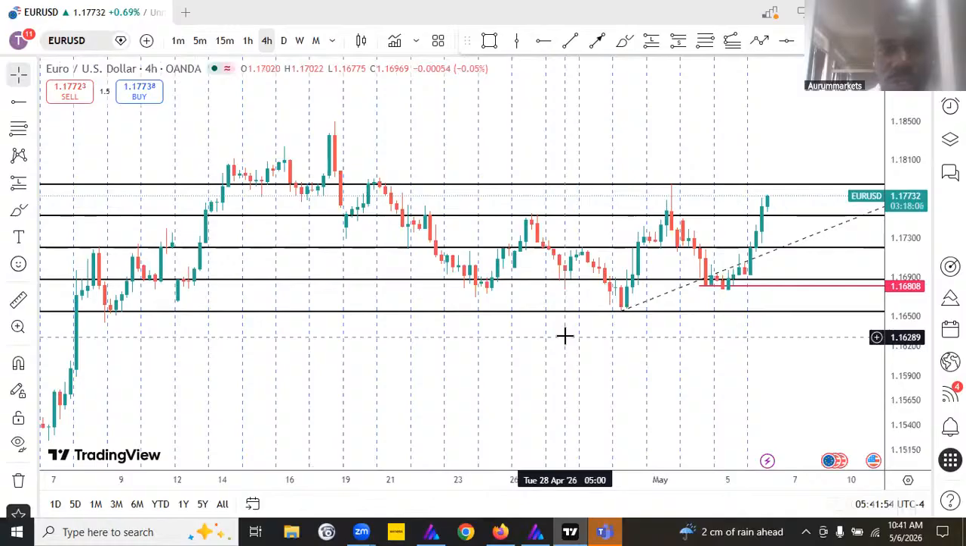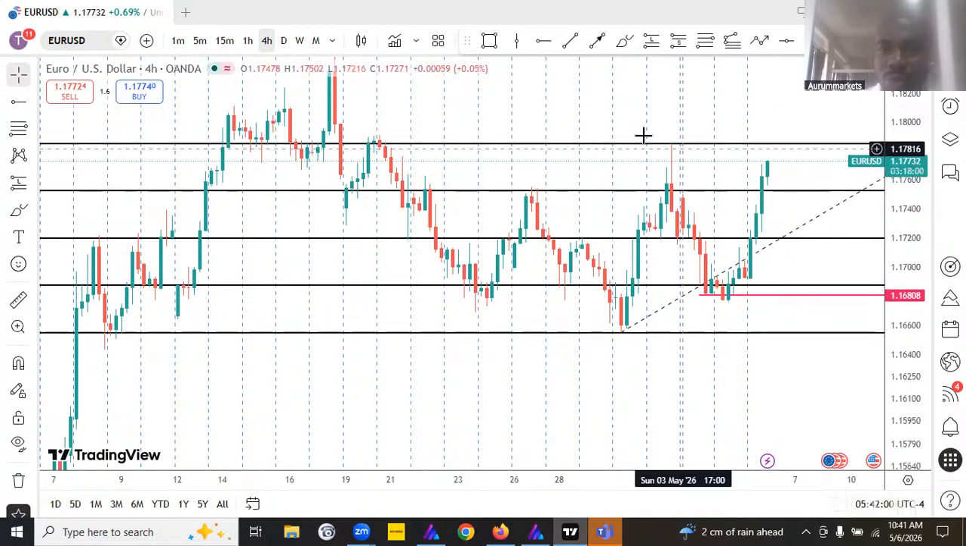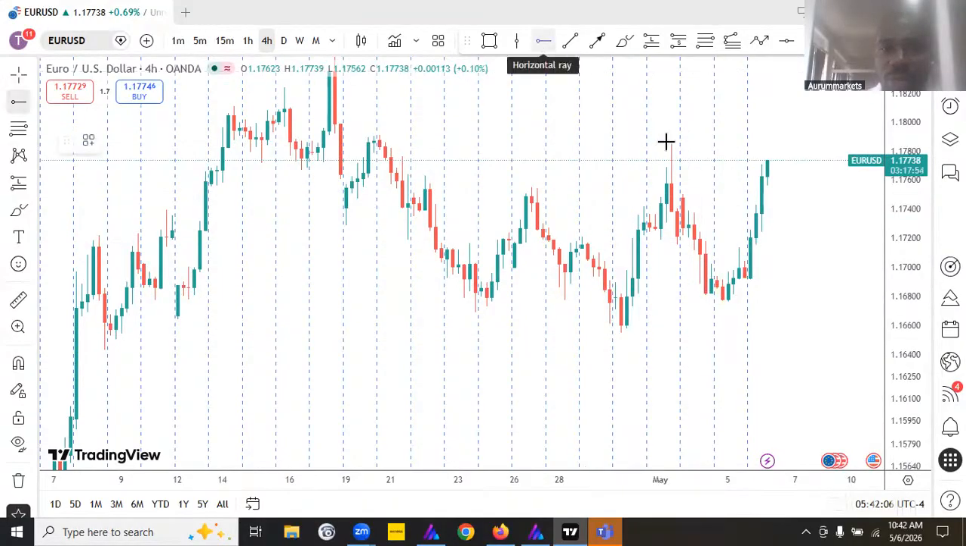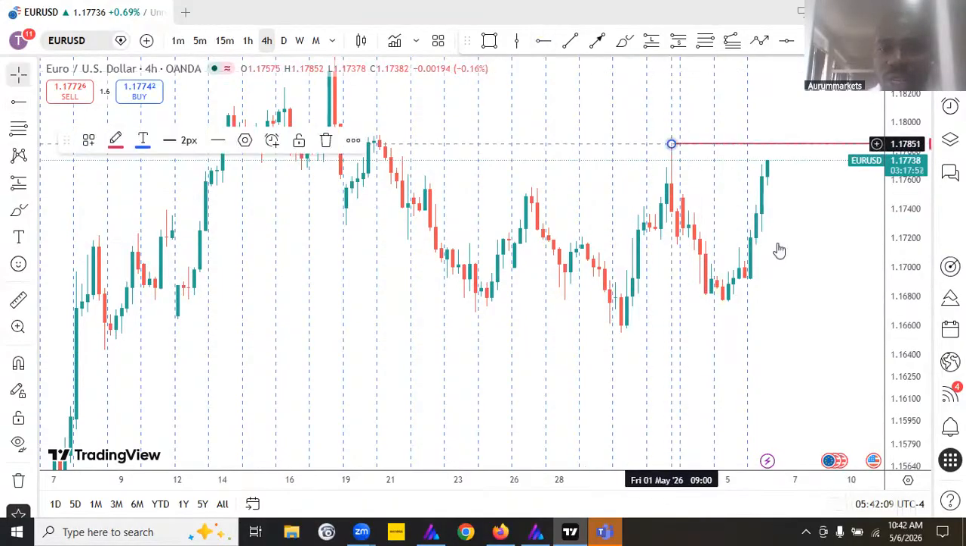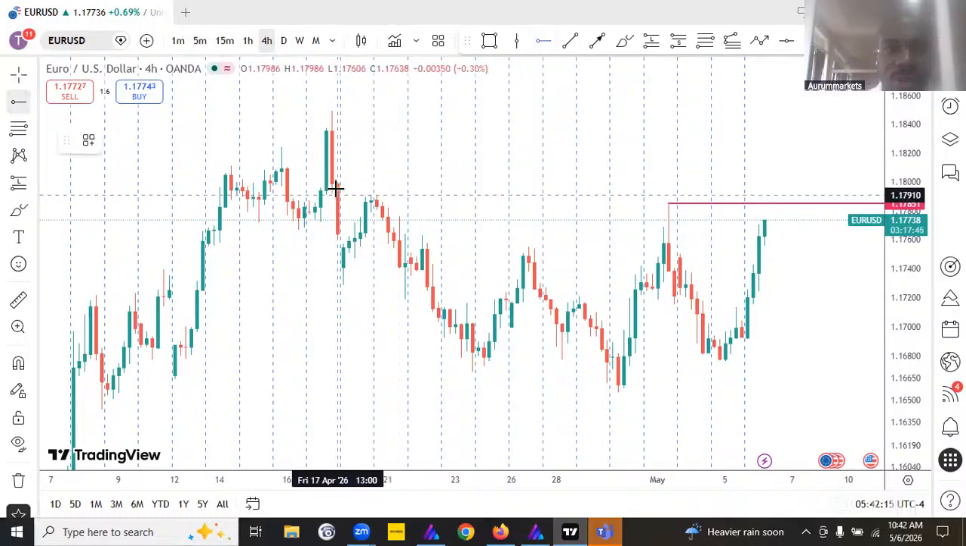Same for Euro USD. Euro USD is still very bullish. I think Euro USD might sweep the liquidity residing at this high. It might, because above this high we have a fair value gap here.